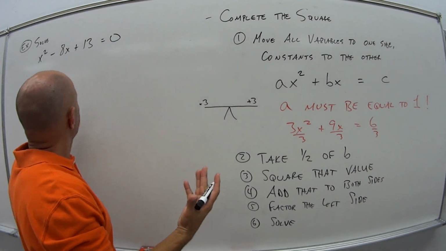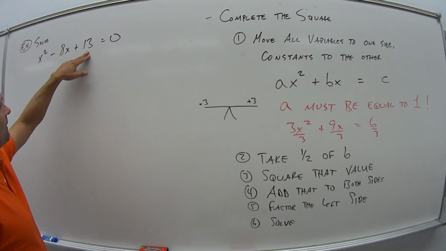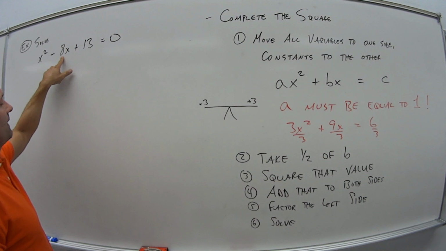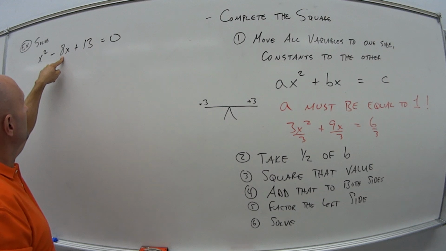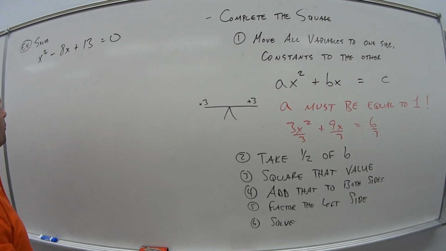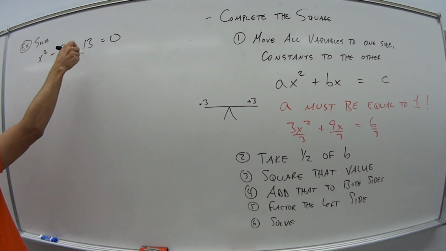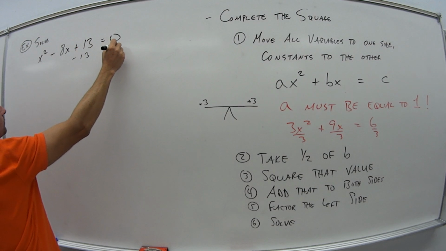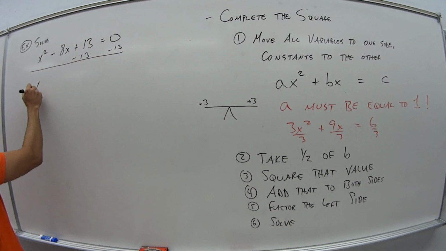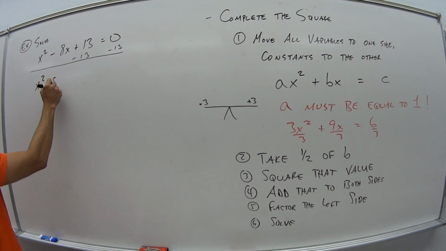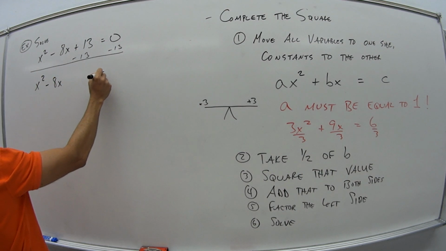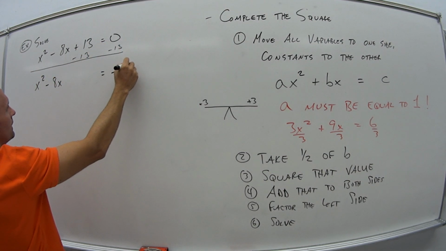So in this case, I can't factor this. The only factors of 13 are 1 and 13, and that combination doesn't get me a negative 8. So I have to complete the square. So what I'm going to do is move that 13 over. So I subtract 13 from both sides, and I get what? X squared minus 8x equals negative 13.